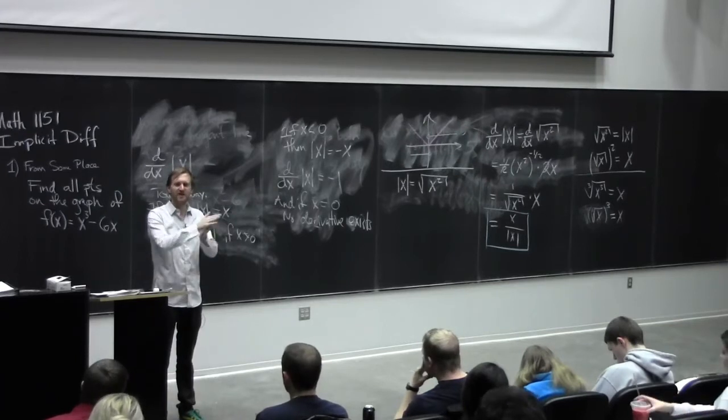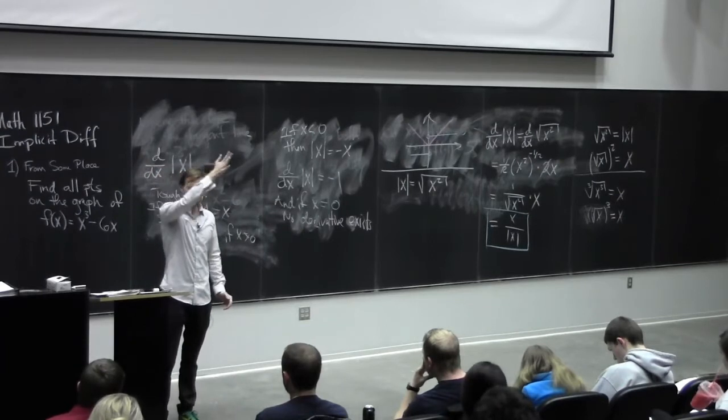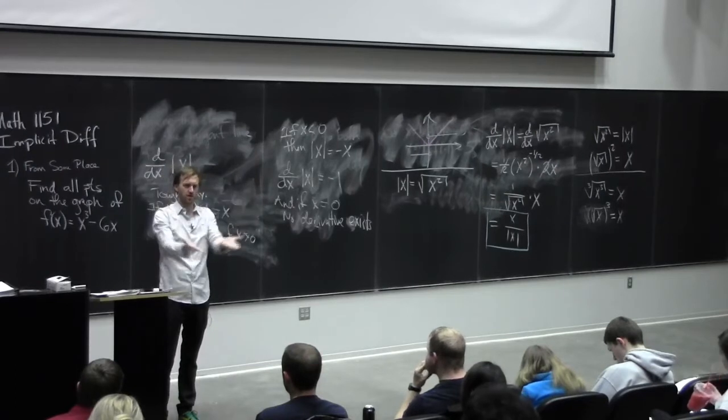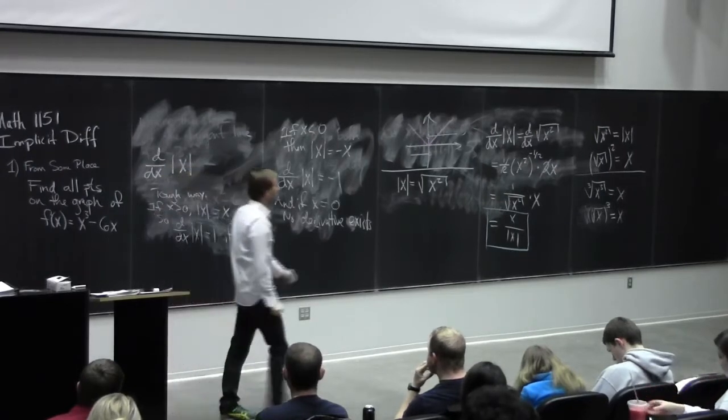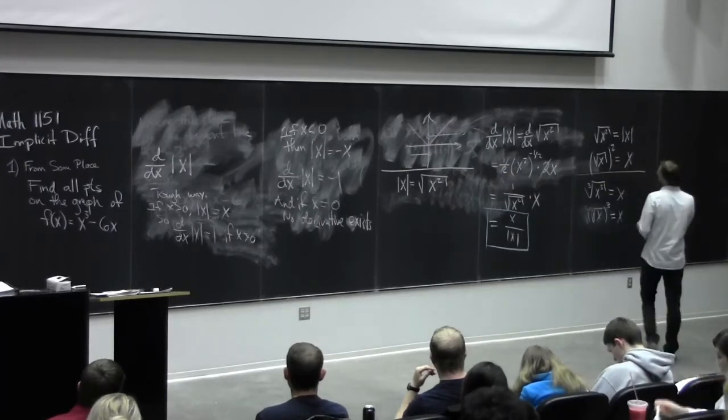X cubed can be, the cube root of x can be negative, right? And x cubed is 1 to 1, right? X cubed looks like this. X squared looks like this, not 1 to 1. You guys remember? This is going to come up again pretty soon. So I'm bringing these ideas back.